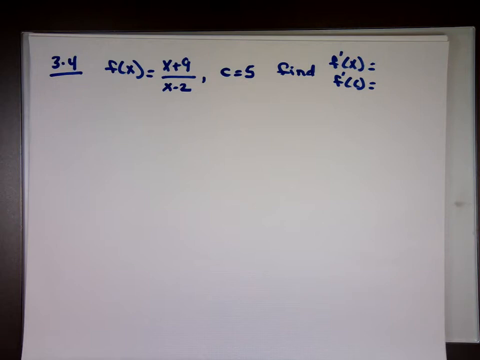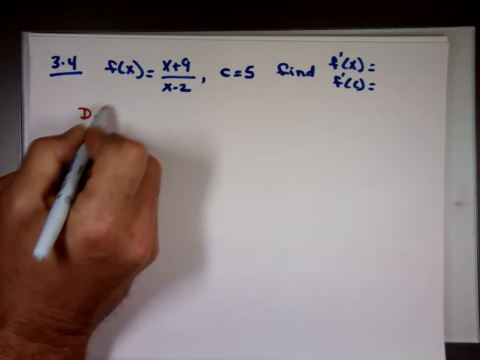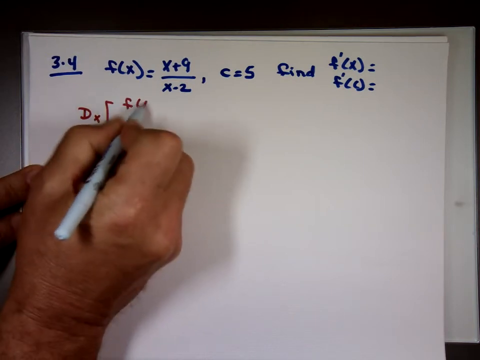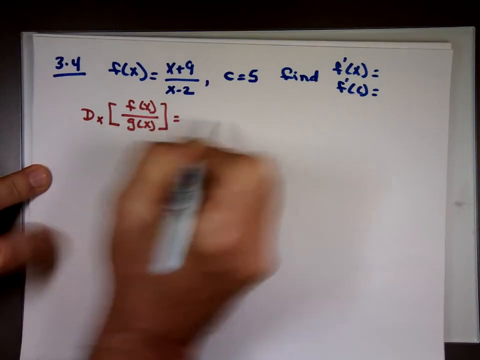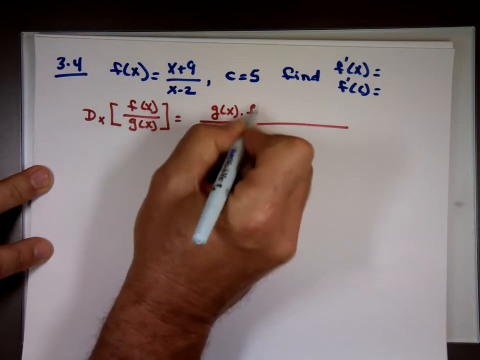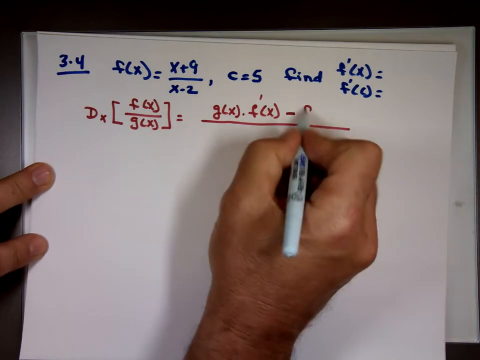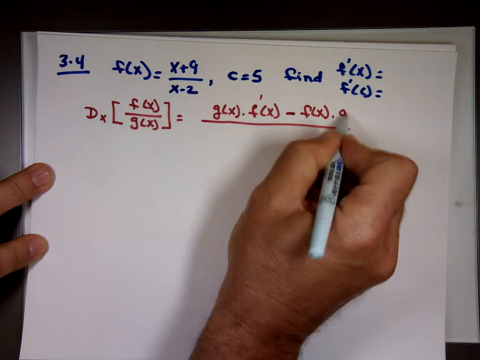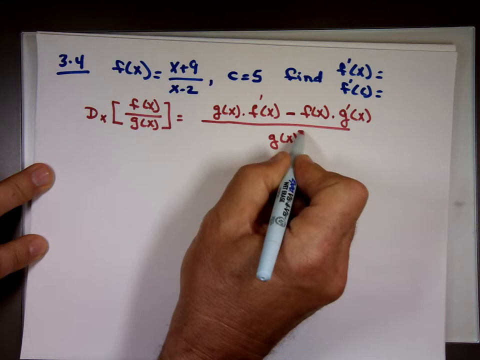Now notice we have what? Do you have a multiplication or a fraction? Division. So what rule are we going to use? The quotient rule. If you remember, the quotient rule says the derivative of f of x over g of x is always going to be g of x times f prime of x. You can say f prime of x times g of x, that's fine, minus f of x times g prime of x, the whole thing divided by g of x squared.